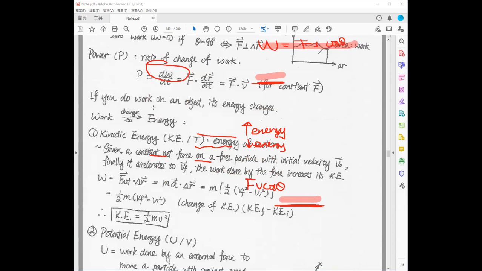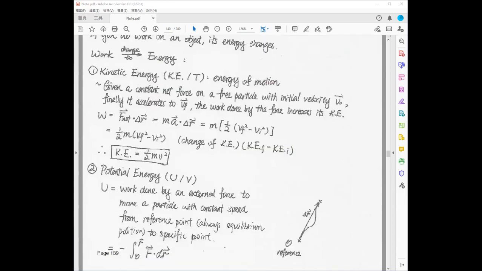Then let's have a look at the two types of energy that we are mostly concerned with in the topic of mechanics. The first one is kinetic energy. Hope you still learned a bit about it in Form 3. It is the energy of motion. When the object is moving faster, it has a larger kinetic energy. So let's see how we can derive the formula for the kinetic energy. Let's make it simpler.